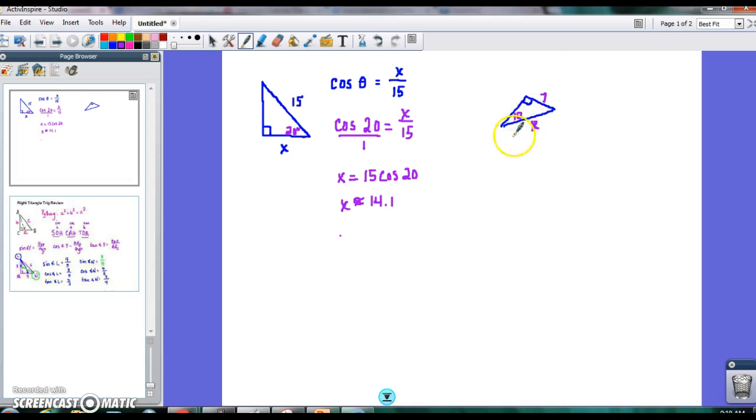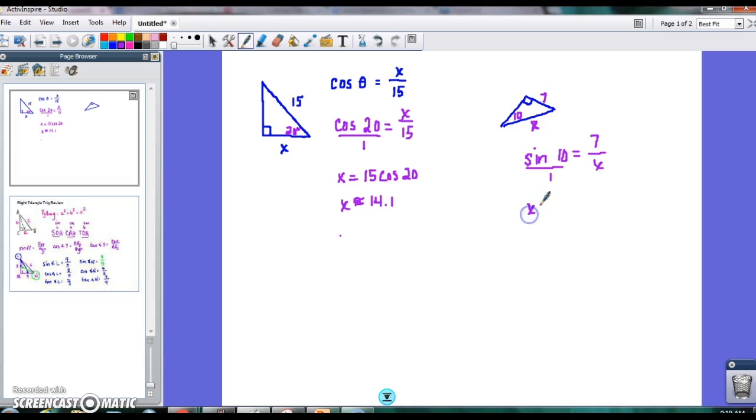Now, in relation to this angle, I know the opposite side and the hypotenuse. Those are the two values I have. Since I have opposite and hypotenuse, I'm going to use sine. So I'm going to say, okay, well, the sine of 10 is equal to 7 over x. Again, if you set this up as a proportion, you can just cross multiply.